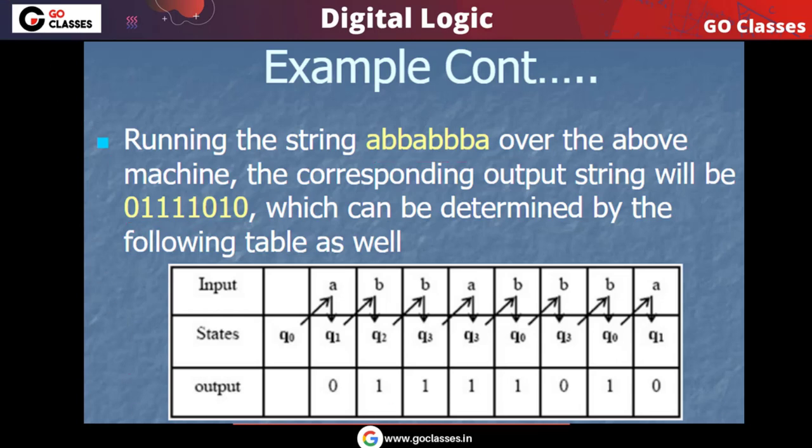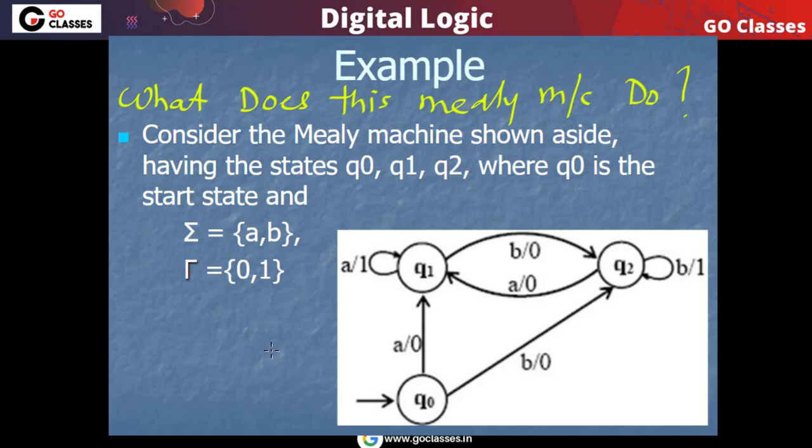Okay, let us take this question. This Mealy machine is given to you and this question is asking what this Mealy machine is doing basically. In the GATE exam, if they give you this type of question, like what this Mealy machine is doing, then you can take some example and you can eliminate options.